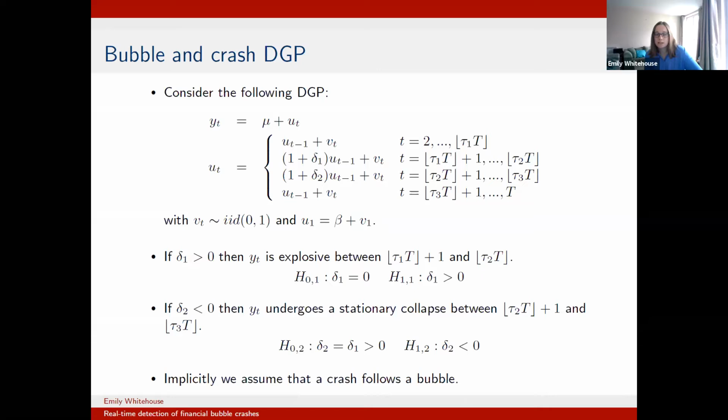Because if delta 2 is less than 0, YT undergoes a stationary collapse. So the second set of hypotheses we're interested in looks at the null that delta 2 is equal to delta 1, so basically the bubble is still ongoing, against the alternative that delta 2 is less than 0, and we now have a stationary collapse. So implicit in this, I'm assuming that a crash must follow a bubble, that a crash doesn't occur directly from a unit root regime.